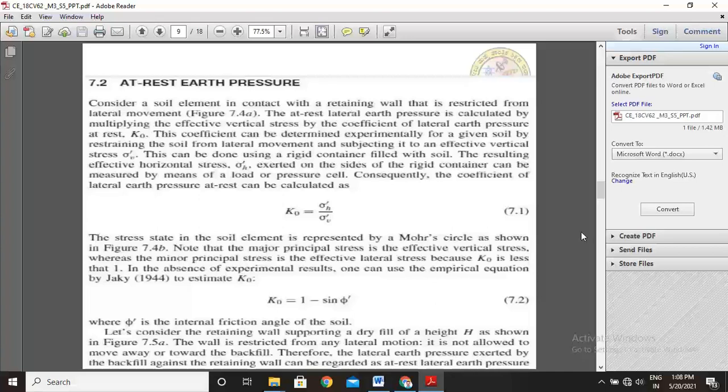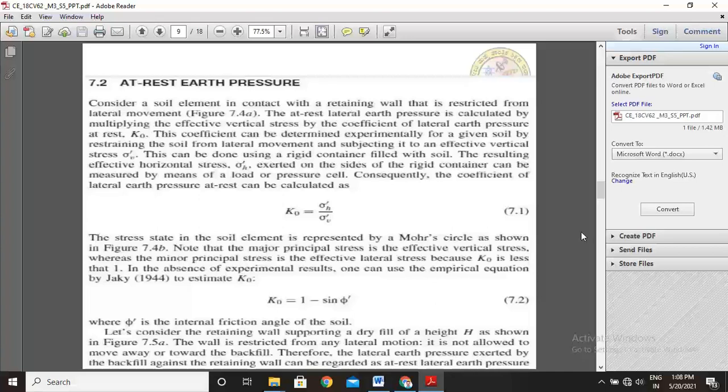The stress state in the soil element is represented by a Mohr circle as shown in figure b. Note that the major principal stress is the effective vertical stress, whereas the minor principal stress is the effective lateral stress, because K naught is less than 1. In the absence of experimental results, one can use the empirical equation by Jaky to estimate K naught. It is K naught equals 1 minus sin phi dash, where phi dash is the internal friction angle of the soil.